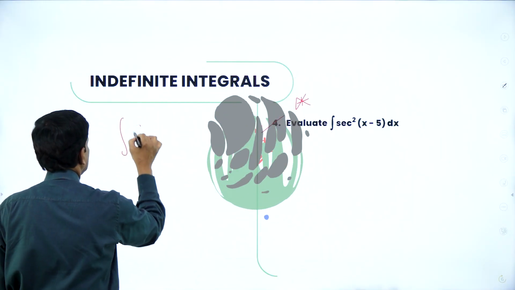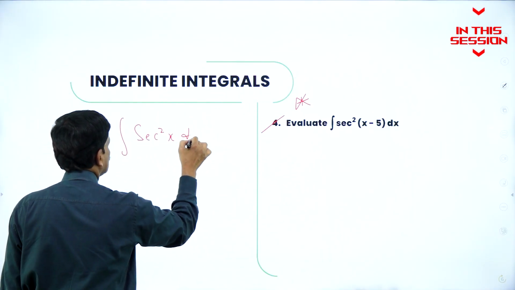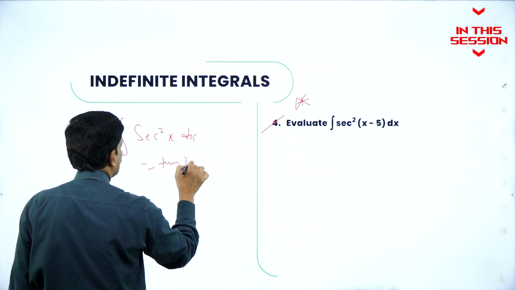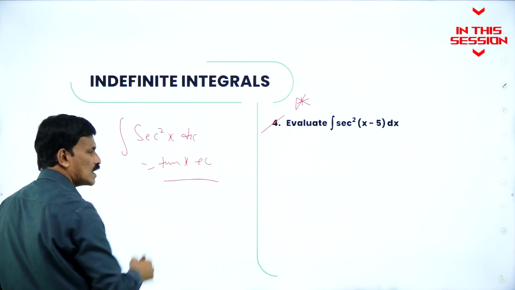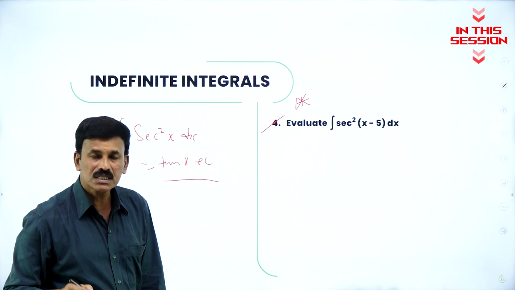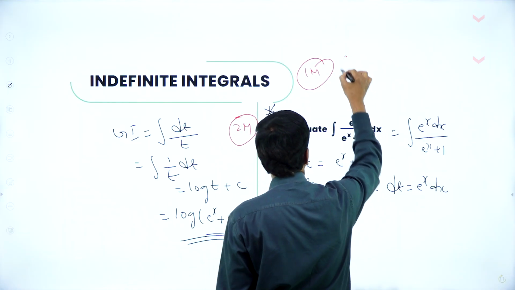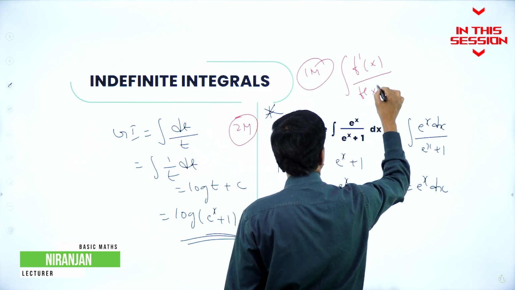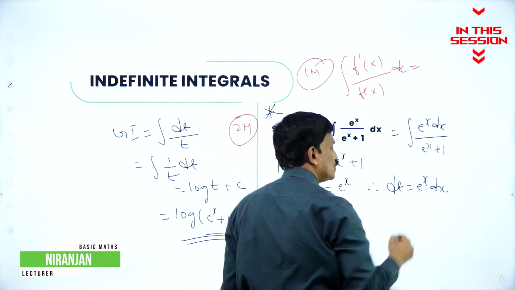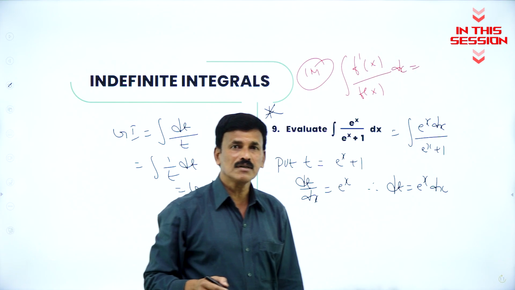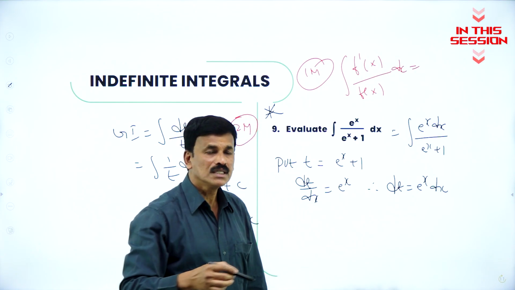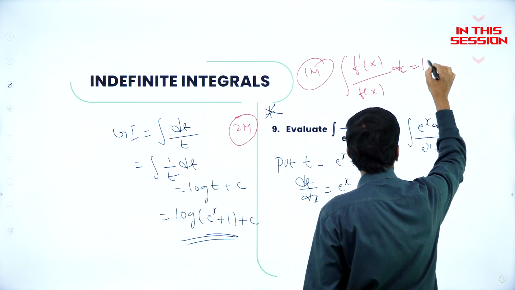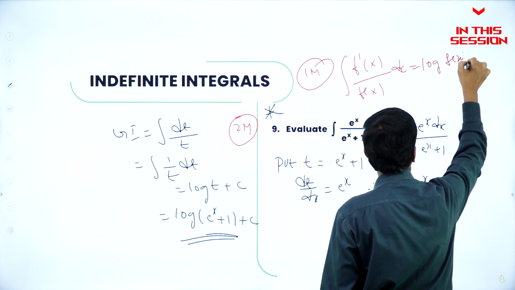Now just recall, integral of secant square x dx is equal to tan x, because differentiation of tan x is secant square. Integral of secant square x is tan x. If you observe carefully, this is of the form integral f dash x divided by f of x dx. So if the function is in the denominator and the derivative of the function is in the numerator, then the integral of such a function is always equal to log of f of x plus c.